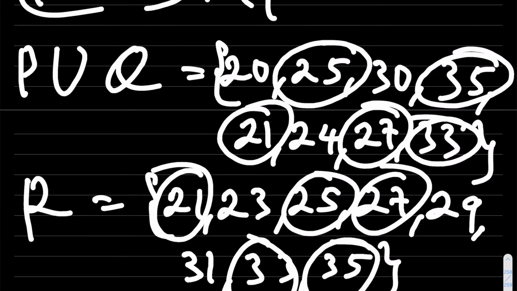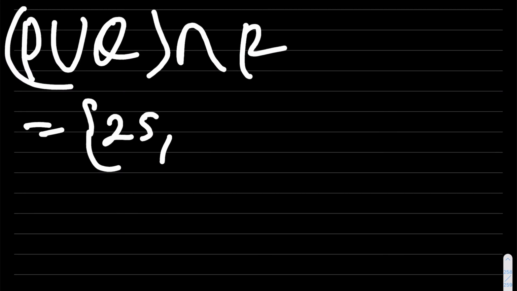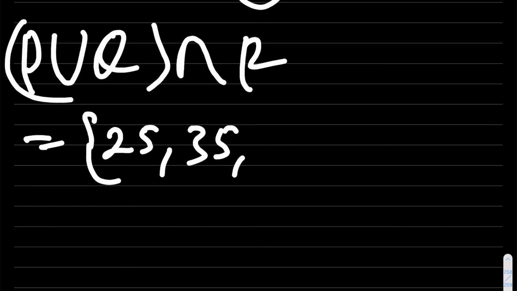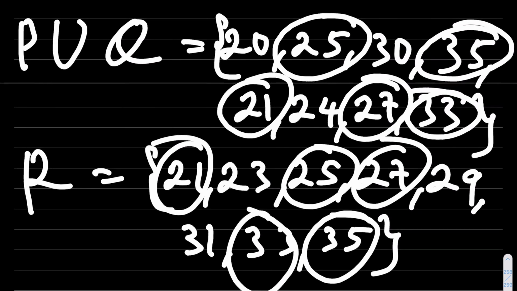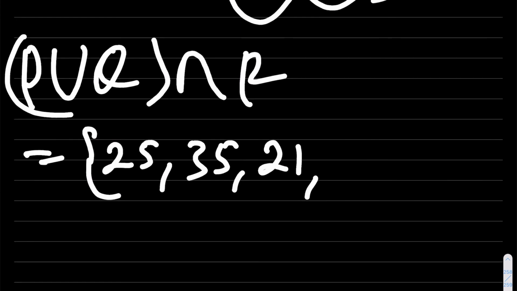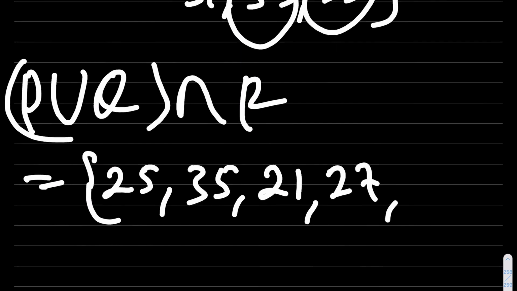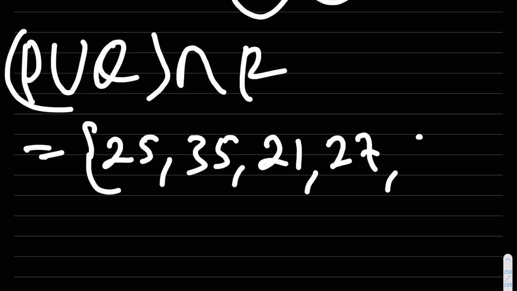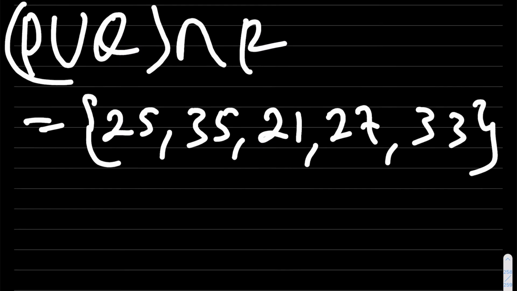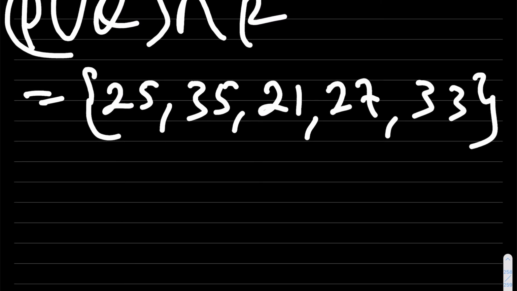So therefore, P union Q intersection R has elements 25, 35. We know arrangement doesn't matter. 21, 27, and 33. So those are the elements of P union Q intersection R. Let's see if that matches any of the options.